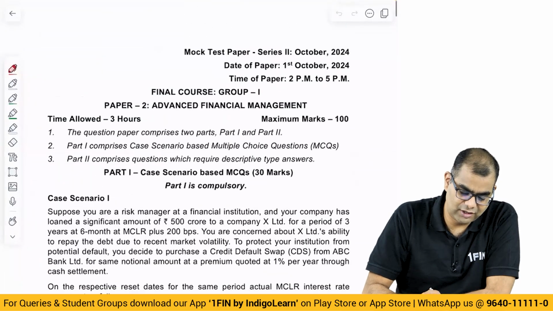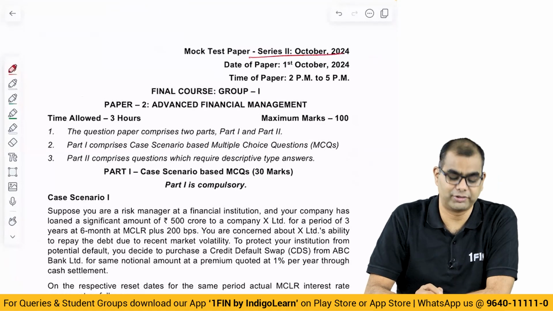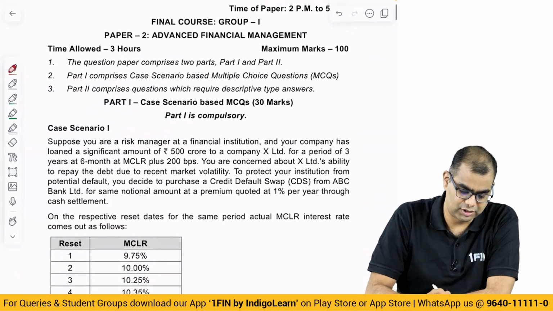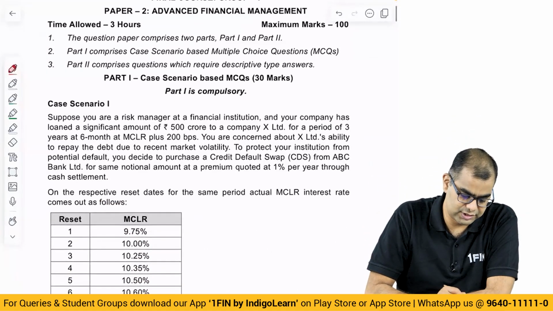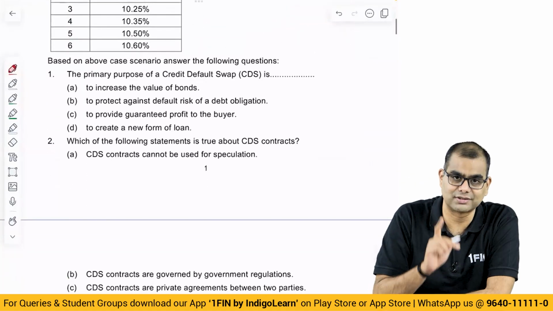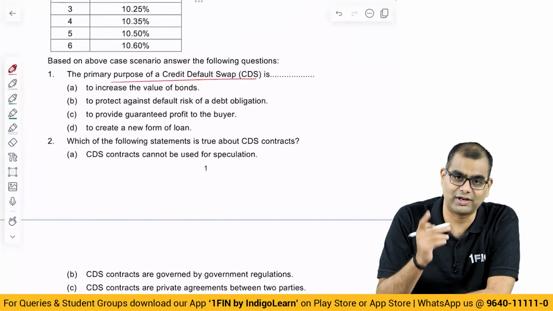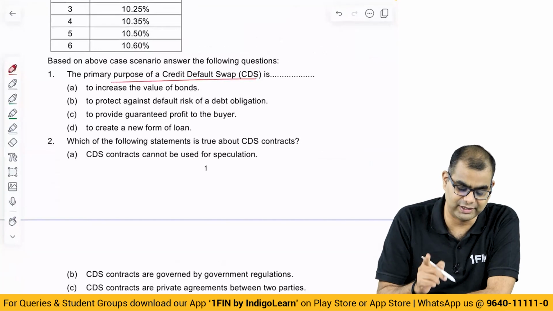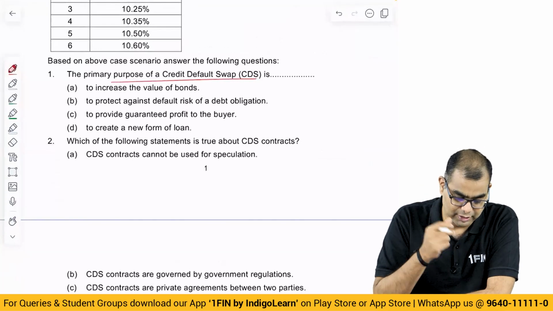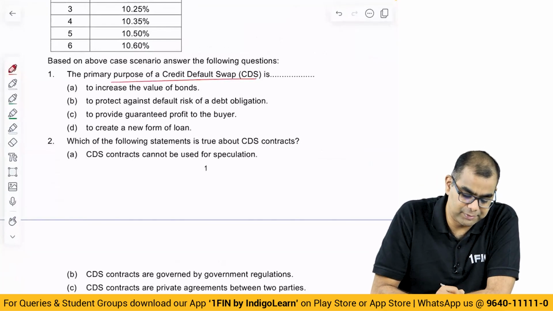Okay. So friends, now let us look at series 2, that is October 24 MTP for CA Final AFM. Now, what is this? Case and questions. First question: primary purpose of CDS. This is a question on CDS. Wonderful. I have been telling everybody there will be a question on credit derivatives either in November 24 or May 25. Wait and watch. Primary purpose of CDS is what?